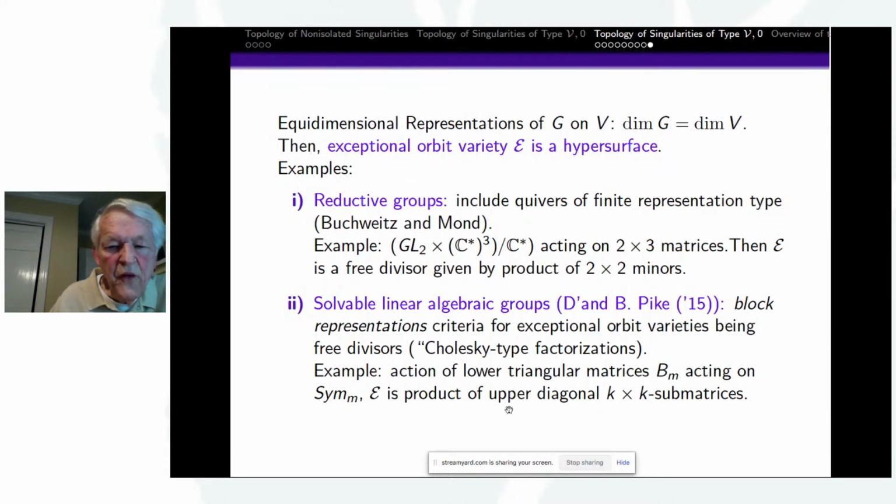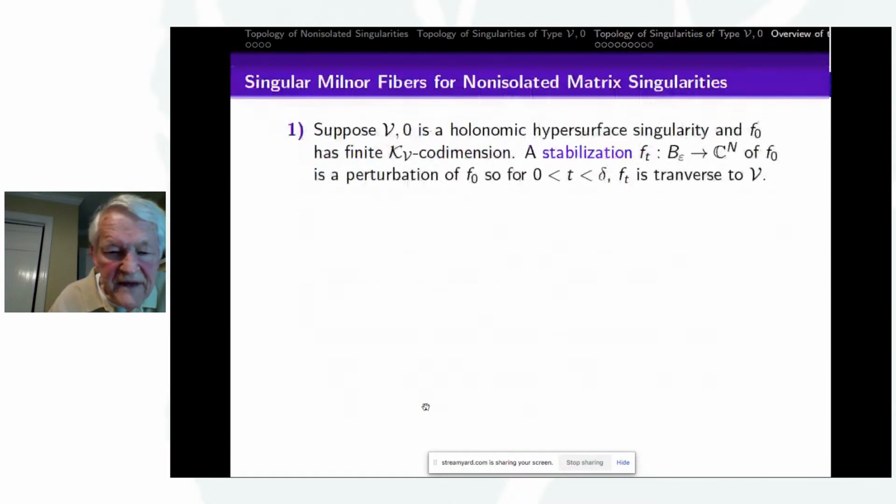So for example, what the defining equation for this will be, you take the upper 1 by 1, then you take the upper 2 by 2, and so on down the line. You take the product of those determinants, that happens to be a free divisor. And it turns out it's going to have better properties than just a single determinant of these. So let me now try to bring everything together.